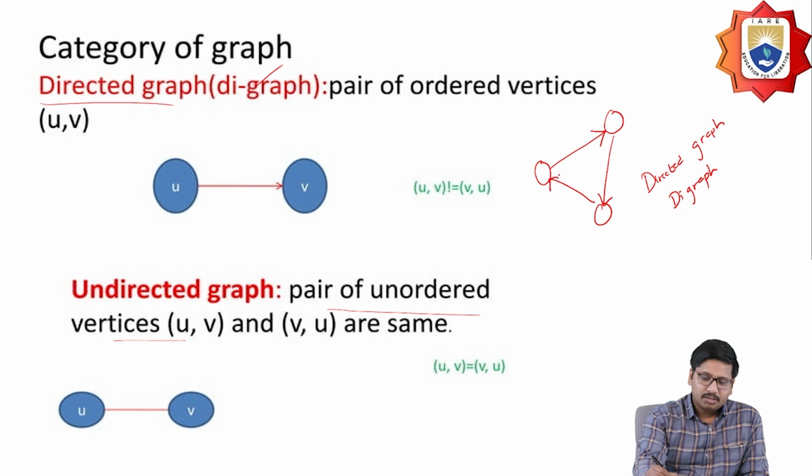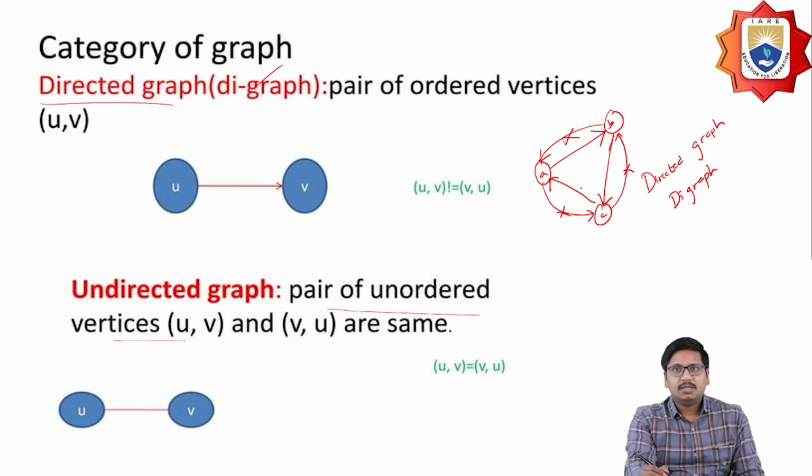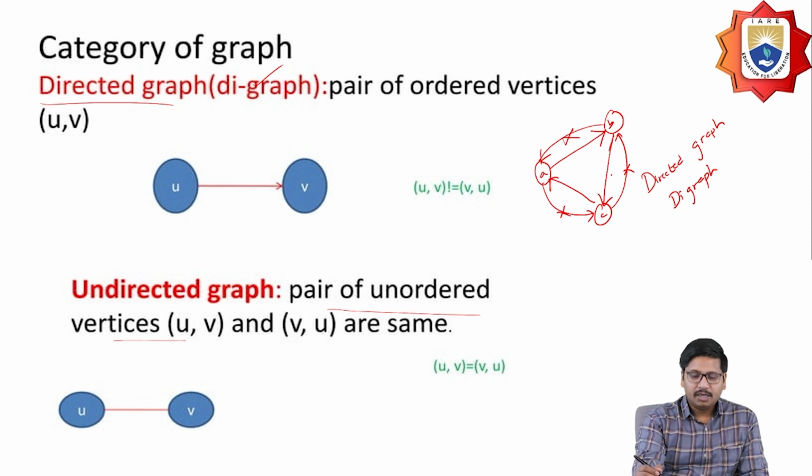In this case the edge is from A to B, so we may not go from B to A since there is no directed edge here. Similarly, we have an edge from B to C. We may not go from C to B easily. And from A to C, there is no edge here. So that is the way of presenting the edges in a directed graph. That's why UV may not be equal to VU.